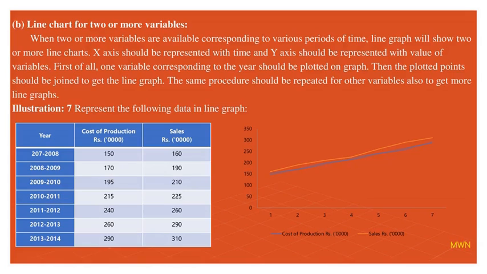Line chart for two or more variables: if there are two variables, two lines will be given, and for three, three lines will be given. The variable is represented on the y-axis here. The cost of production and sales have been taken. Sales is the yellow line, and cost of production is lower than that. In the middle, the gap is the profit recorded for the concern. Three means three variables may be there, four means four variables may be there. That is the character of these lines.